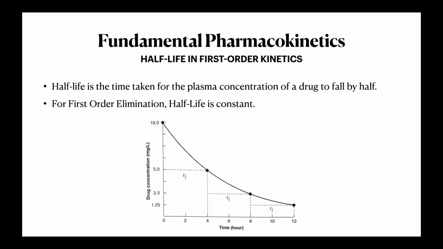So just to show you again, as your concentration drops by half from 10 to 5, your half-life here is 4 hours. And when it drops from 5 to 2.5, your half-life here is 4 hours. And when it drops from 2.5 to 1.25, your half-life here is constant. It is 4 hours. Now, let me explain this mathematically.